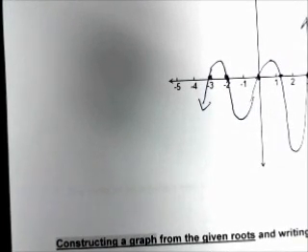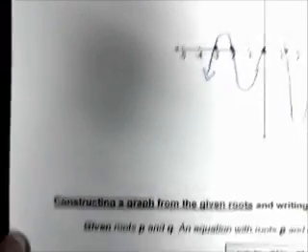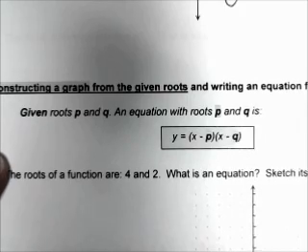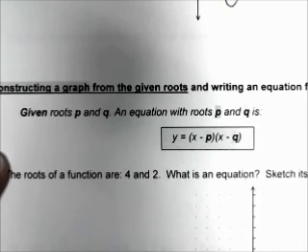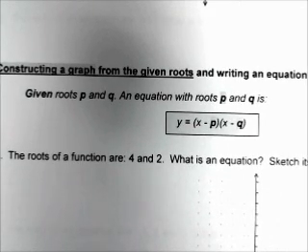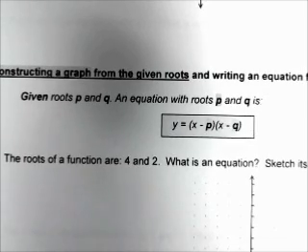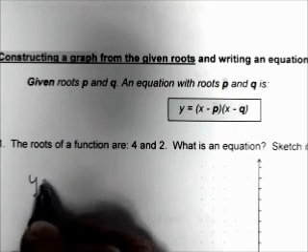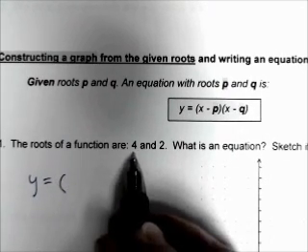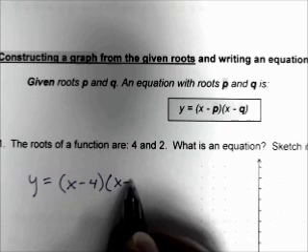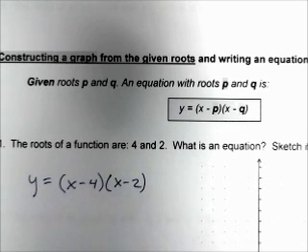Now the next part, we're constructing a graph from the given roots and writing an equation from the roots. Given roots P and Q, an equation with roots P and Q is y equals x minus P times x minus Q. The roots of a function are 4 and 2. What is an equation? Sketch its graph. Our equation is y equals x minus 4 times x minus 2. That's all. You can FOIL it if you want, but it's not necessary.